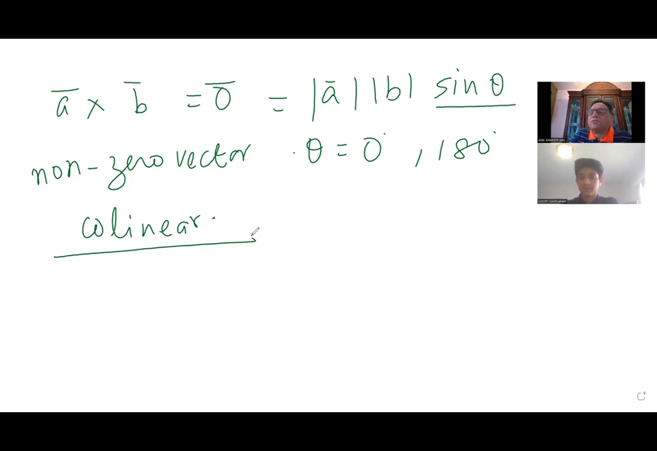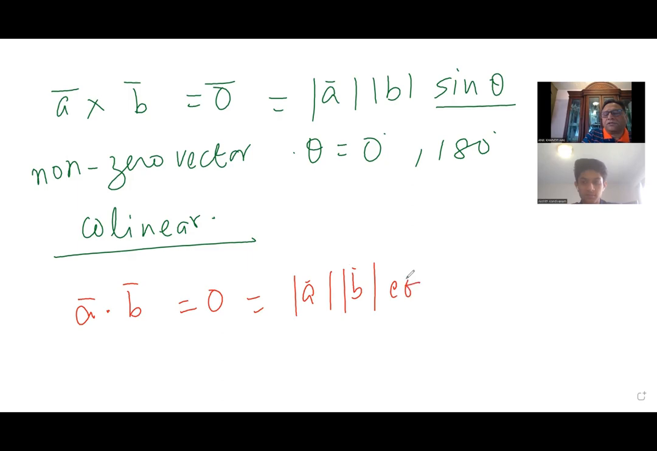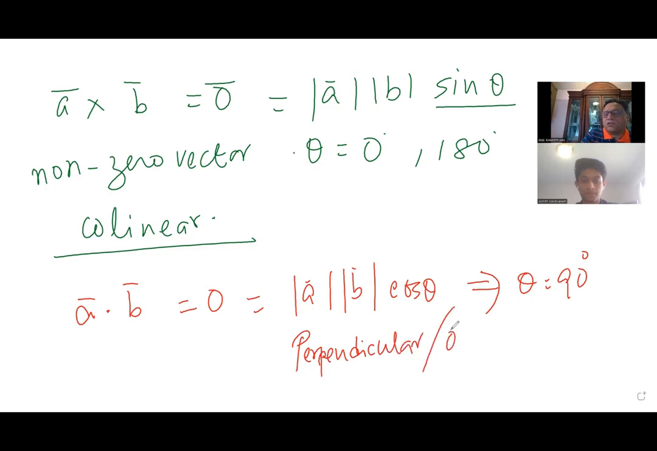Like in dot product, we found that if the dot product is 0, they are perpendicular or orthogonal. When A dot B equals 0, which is magnitude of A times magnitude of B times cos theta, this implies that theta equals 90 degrees, so they are perpendicular or orthogonal. Those two mean the same thing, right, sir? Yes. The word orthogonal is used many times, so you should know it. Is that clear? So you can now compare the dot product and the cross product.